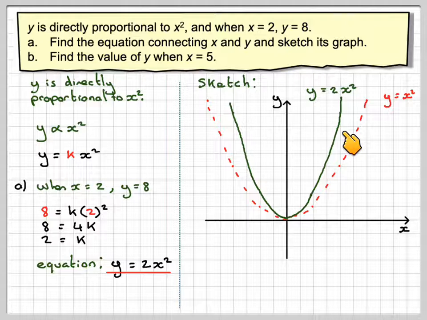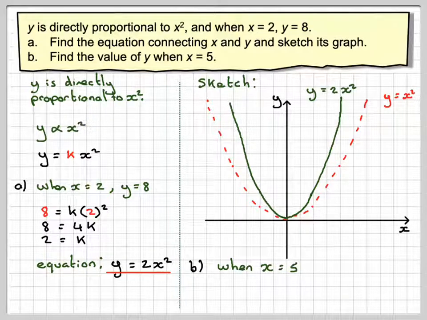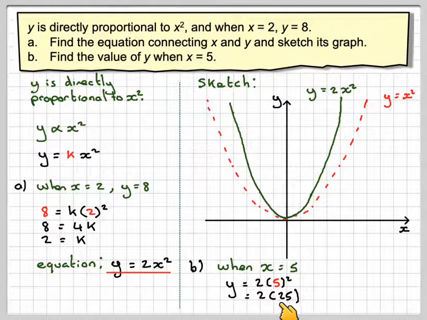Now all you actually are required to show is that one. I've just used the red dotted one to help me draw the green one. So the green one is the actual answer. And then we're asked, when x is equal to 5, to find the value of y. So y will be equal to 2 times 5 squared, which is 2 times 25, which gives me 50.